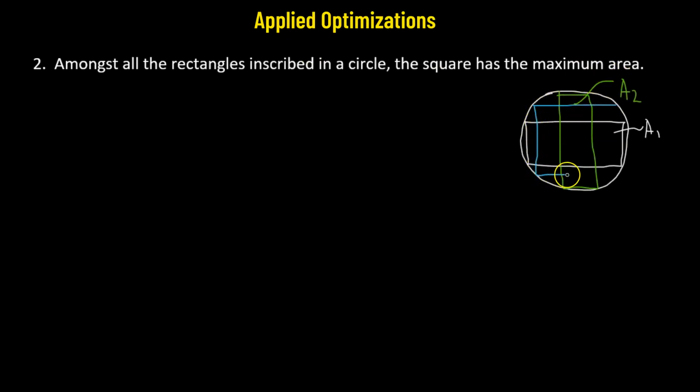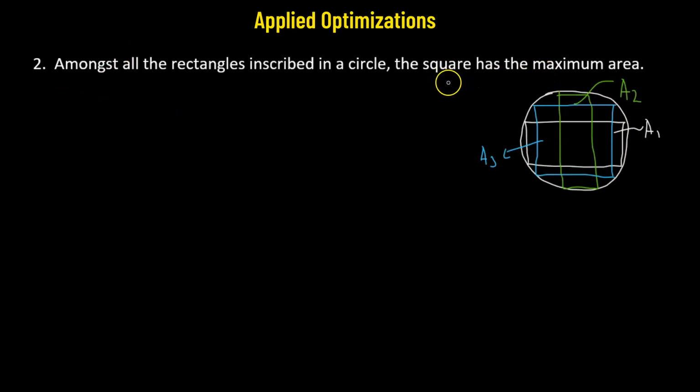A square is also a rectangle because it follows the criterion of being a rectangle. That means the opposite sides are parallel and equal. So this is area A3. So it says that whatever rectangle we take, it's only the square which is going to have the maximum amount of area. So let's try to optimize this problem.